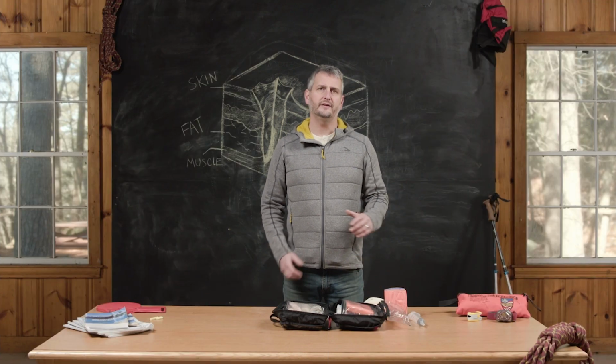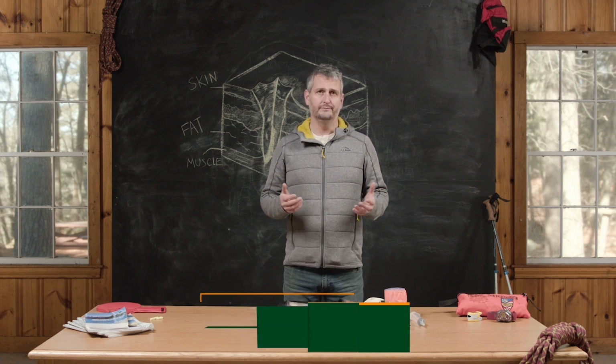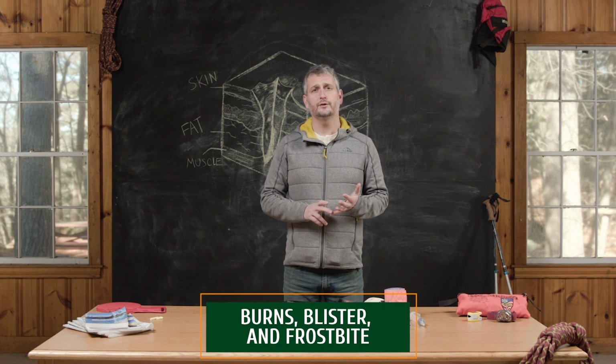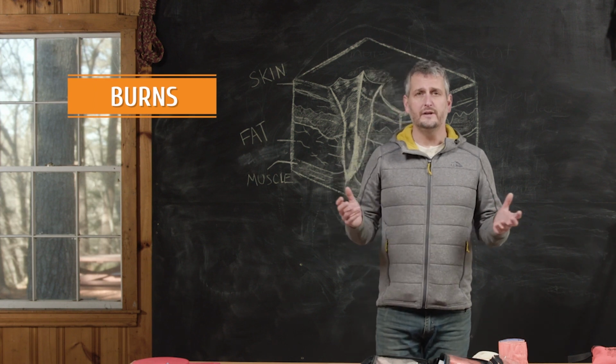There are three specific types of soft tissue injuries that we want to address, because they're slightly different in how we manage them than just a regular cut or abrasion or avulsion. These are burns, blisters, and frostbite. Let's start with burns. There are different ways that you can get burns.